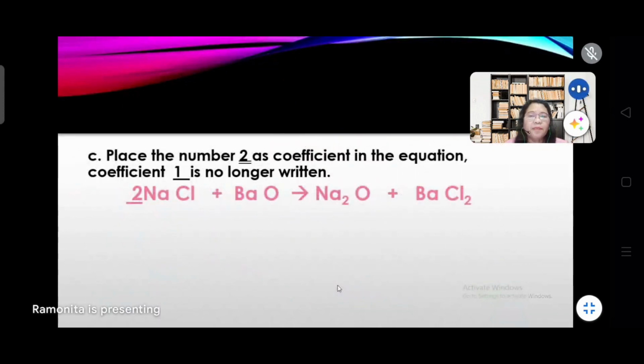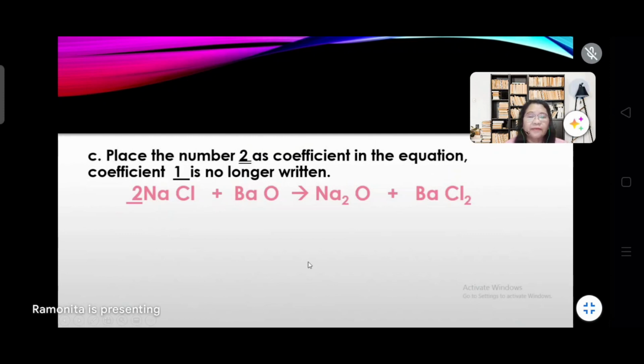Place the number 2 as coefficient in the equation, and coefficient 1 is no longer written. Why? Because if you can recall from your mathematics, any variable or number multiplied by 1 will appear to be the same variable or number.